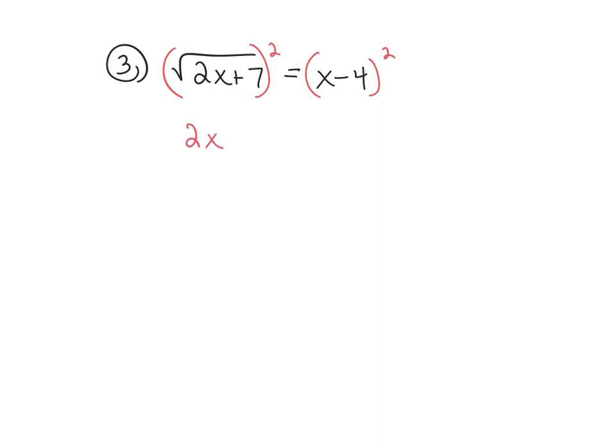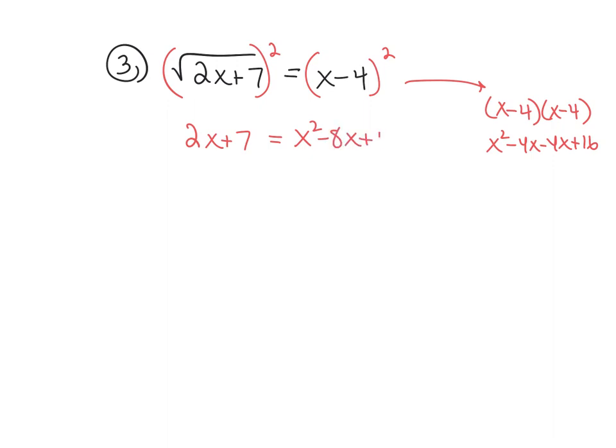So this gives us 2x plus 7, but you have to be careful here. So you may need to do some work off to the side. Remember, x minus 4 squared is x minus 4 times x minus 4, and that actually equals x squared minus 8x plus 16.